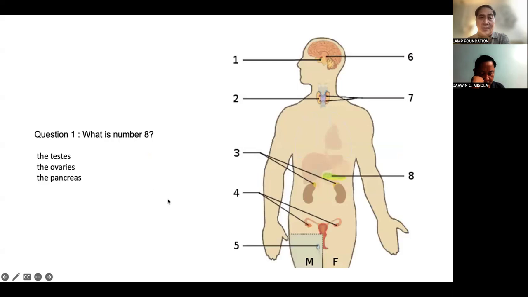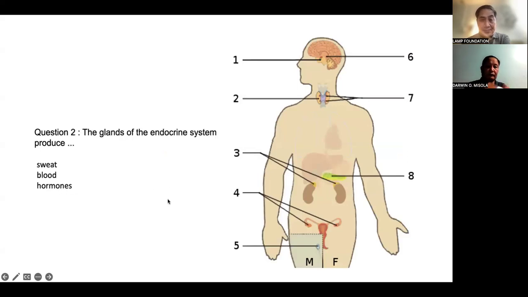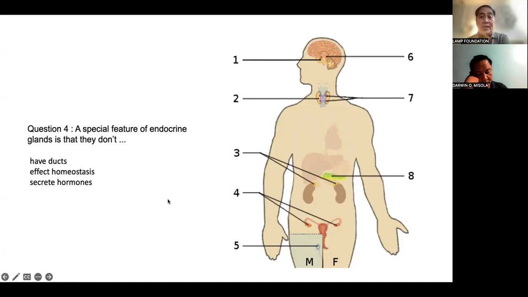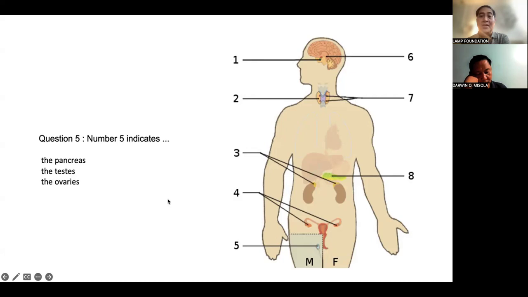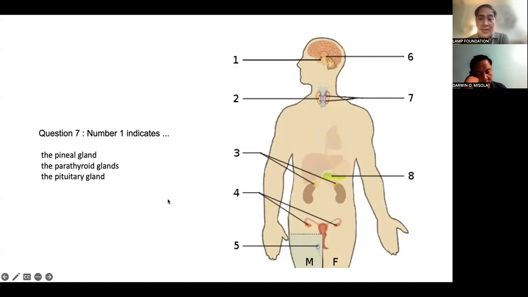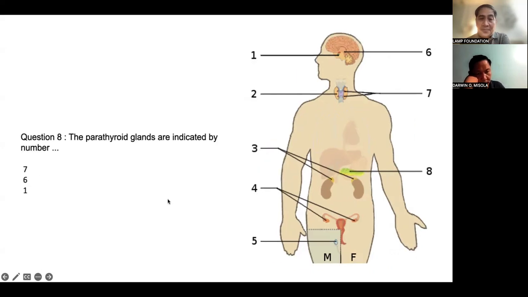What is number 8? The pancreas po, Doc. Glands of the endocrine system produce what? Hormones po. Number 2 indicates the thyroid gland. A special feature of endocrine glands is that they don't have ducts. Good. Number 5 indicates the testes. Endocrine glands secrete hormones directly into the interstitial space, Doc. Number 1 indicates the pituitary gland po.